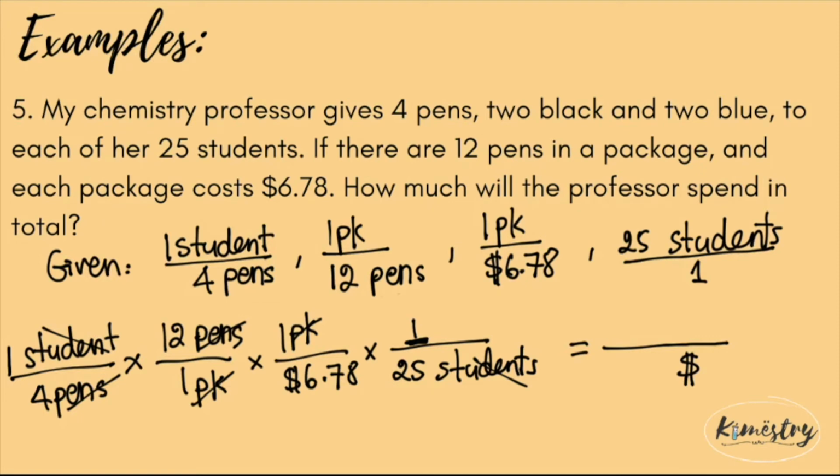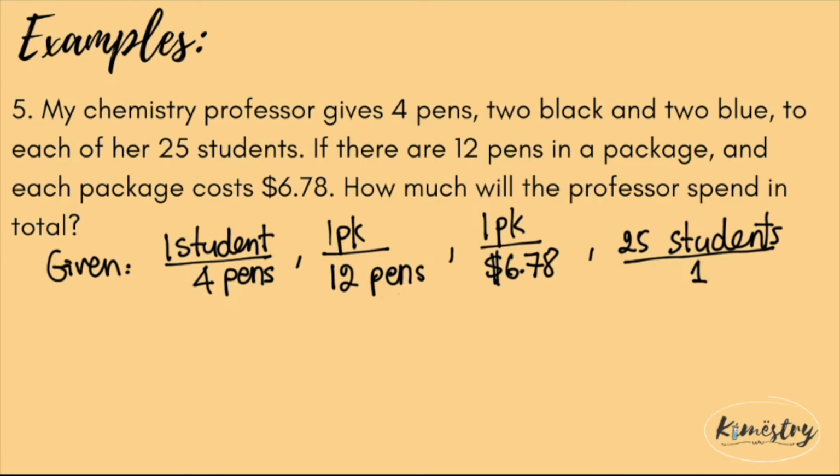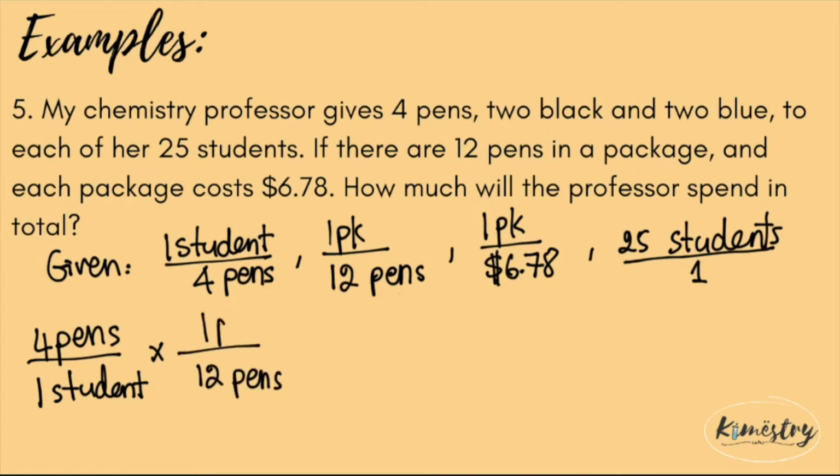In this case, you know you started with the wrong conversion factor. So instead of starting from 1 student for 4 pence, you can start with 4 pence per 1 student. And you will do the same thing as what we just did so far, trying to cancel out the unit. So I can use 12 pence per 1 package here, and then 1 package $6.78, and then pen got cancelled, package got cancelled. Now I'm left with dollar per student.